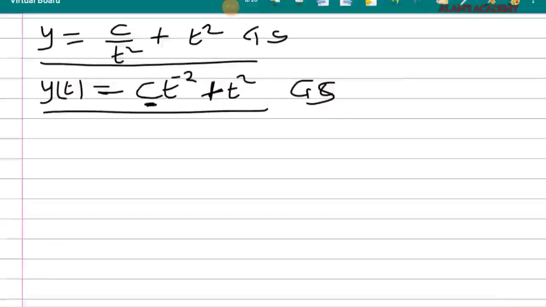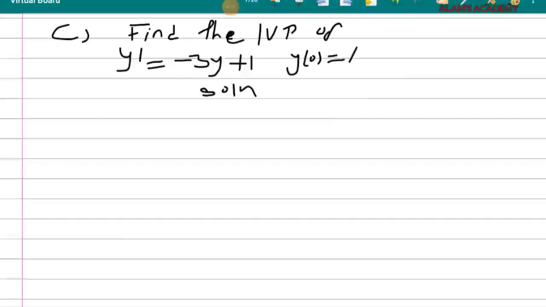Now let's look at the last example. The last example says that we are to find the IVP of y prime equal to negative 3y plus 1. You can see that this is a constant coefficient because the 3 here does not depend on t, it's a constant. And then we have been given t to be 0 and y to be 1, so it's an IVP, so we can solve it and we are good to go.